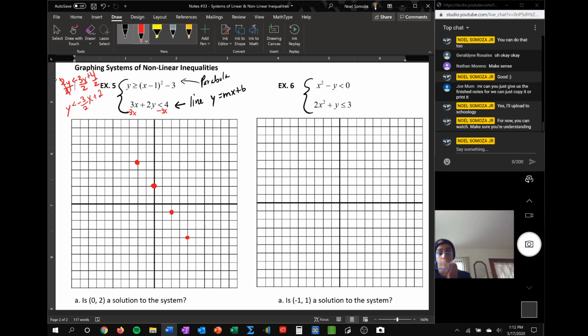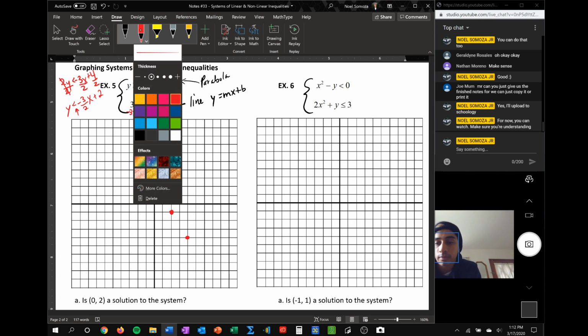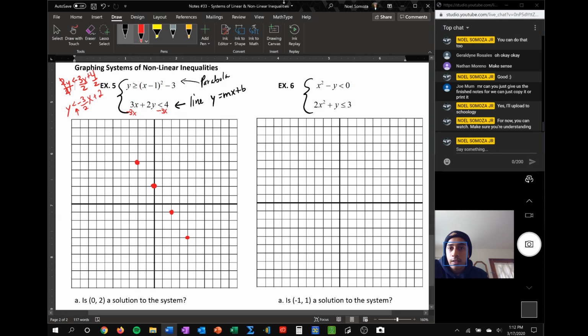That represents my line. Now take a look, right? Look at the inequality. It's only less than. So solid or dashed? What do you think? It's got to be dashed, right? So dashed line coming through.